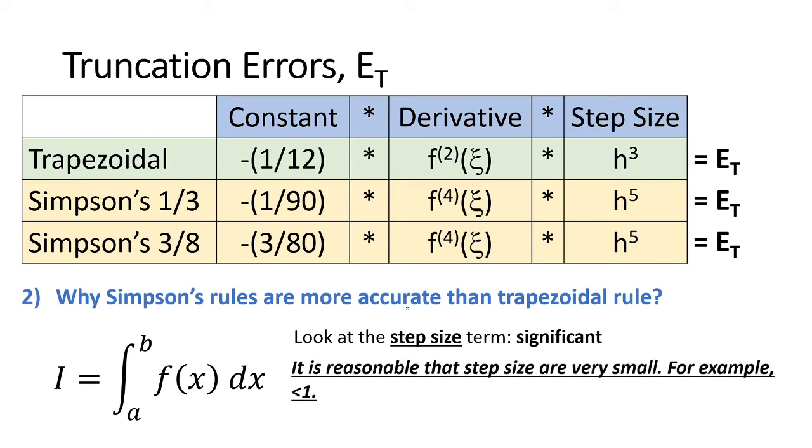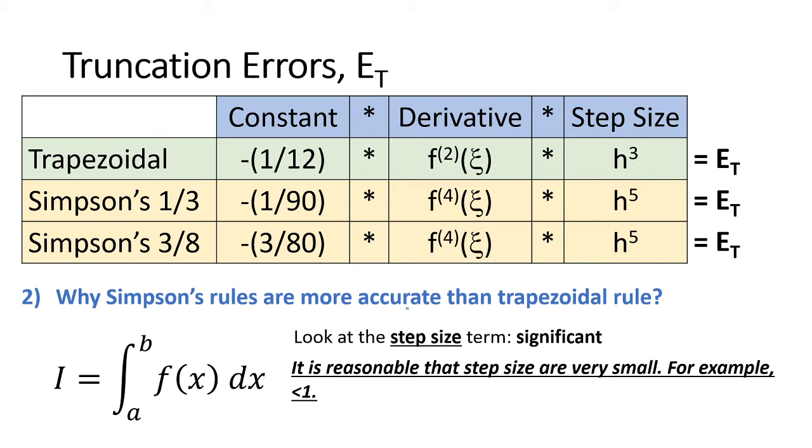Now, please take note of one thing. It is reasonable that the step sizes are very small because we are dealing with numerical methods, where we can use a computer to help us do a lot of calculation very quickly. Therefore, it is reasonable to use a very small value for the step size. And there is no point to use a big value because we know that the smaller the step size is, the more accurate the result.